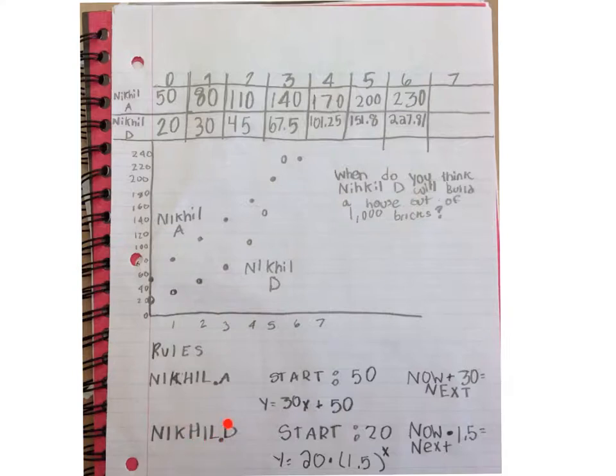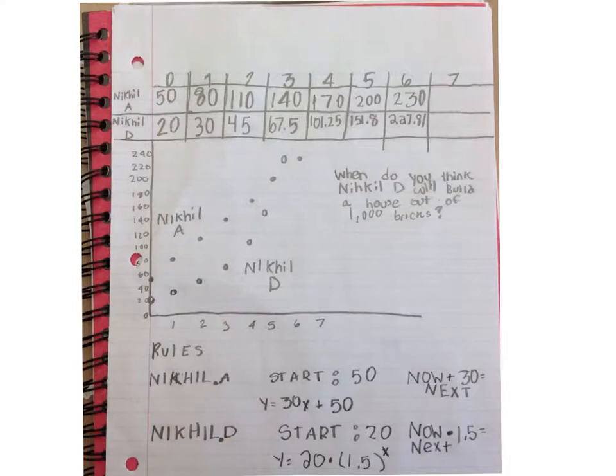And Nikhil D's rules are: start is 20, and now times 1.5 equals next. And also, y equals 20 times 1.5 to the x power. Now, what goes to that x? That's the amount of days. So you can plug in any amount of days, and then you can find out what y is. And y is the amount of bricks. Same with Nikhil A's problems. You just plug in the numbers for the variables that you know, and then you can solve the problem.